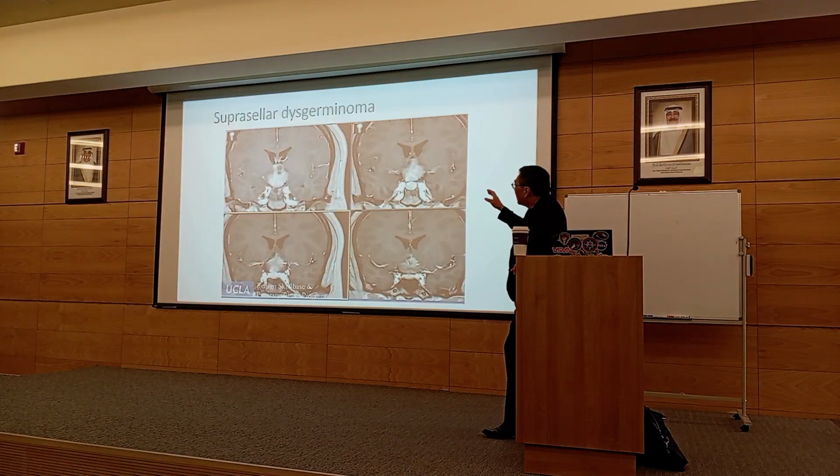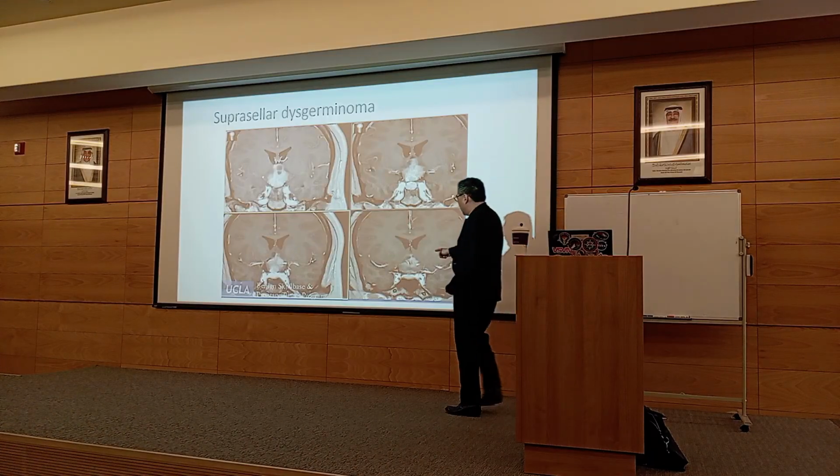And then you've got this suprasellar dysgerminoma. It looks very cloudy. Do you see how it's cloudy looking? So it's like a snowball that's kind of partially melted because it's dirty and melting. So this is suprasellar dysgerminoma.